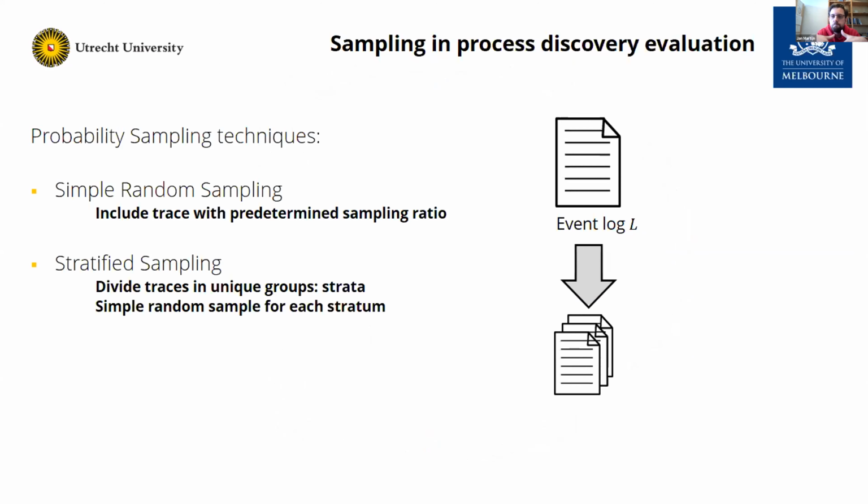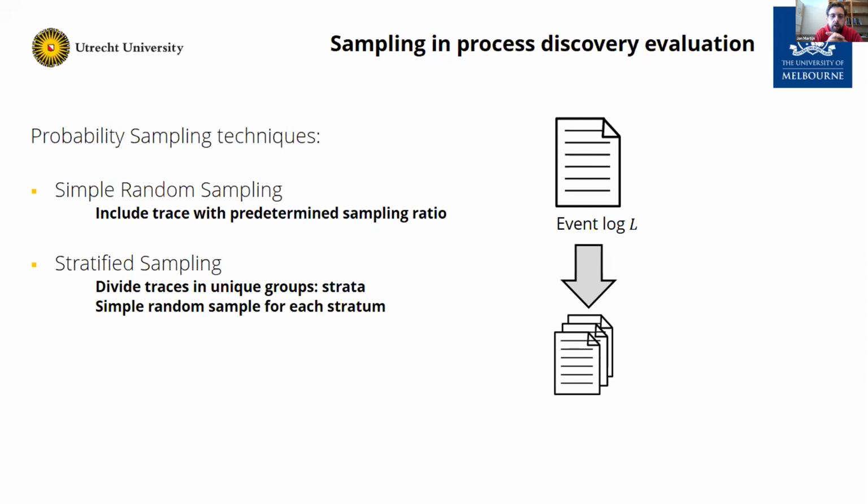You could also say, well, we have different types of traces in our system. So we have very frequent traces, we have less frequent traces. And somehow, if you do sampling, we want to preserve certain properties in the event log. Then you move into stratified sampling. So we divide the traces into unique groups. We call those groups strata. And then for each stratum, you apply random sampling. And that gives another random sample for which we can have all kinds of nice properties from statistics.